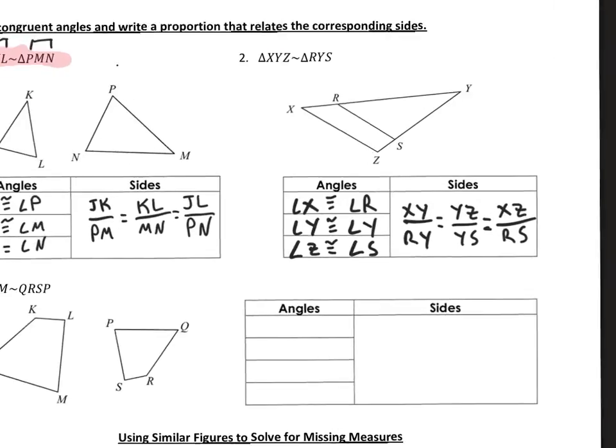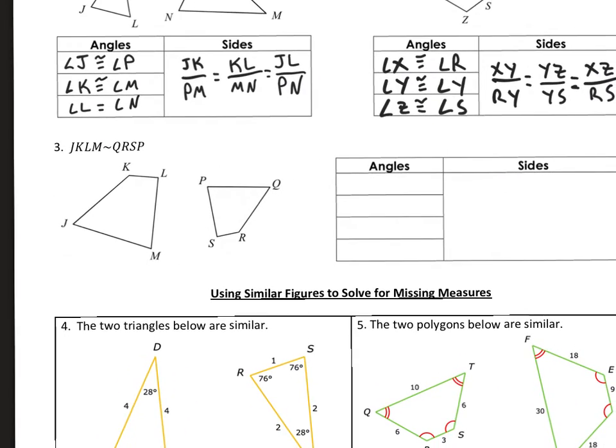Moving on to number 3. Alright, these are quadrilaterals. So there's 4 angles, angle J, angle K, angle L, and angle M. And because I wrote those in order from left to right, I can do the same with the second quadrilateral. Angle Q, angle R, angle S, and angle P.